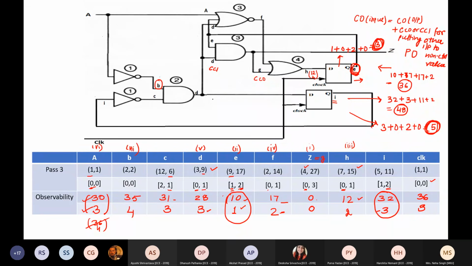Fine. Now I am able to observe the output, observe the fault at any signal, since I have some specified value for each of the signal. Okay, so the circuit is completely controllable and observable. Any fault in the circuit will be observed and can be controlled. Okay, there will be one question in your examination for controllability and observability. You should practice it.